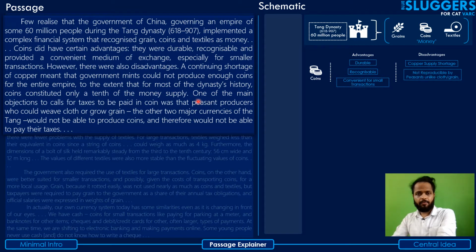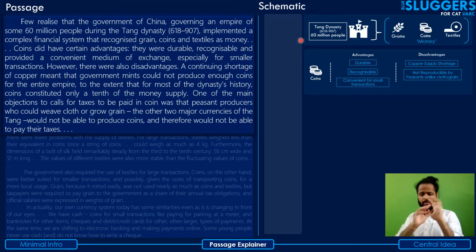One of the main objections to calls for taxes to be paid in coin was that peasant producers who could weave cloth or grow grain, the other two major currencies of the Tang, would not be able to produce coins and therefore would not be able to pay their taxes.